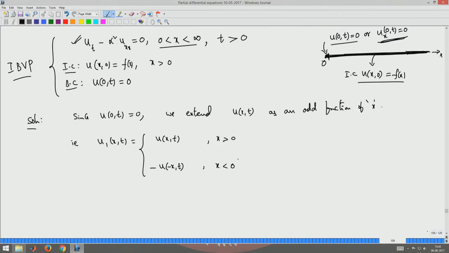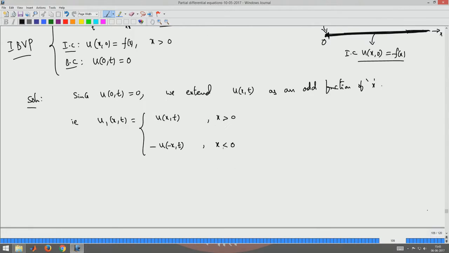If you extend it like this, what happens at 0? At x equal to 0, what happens to u?